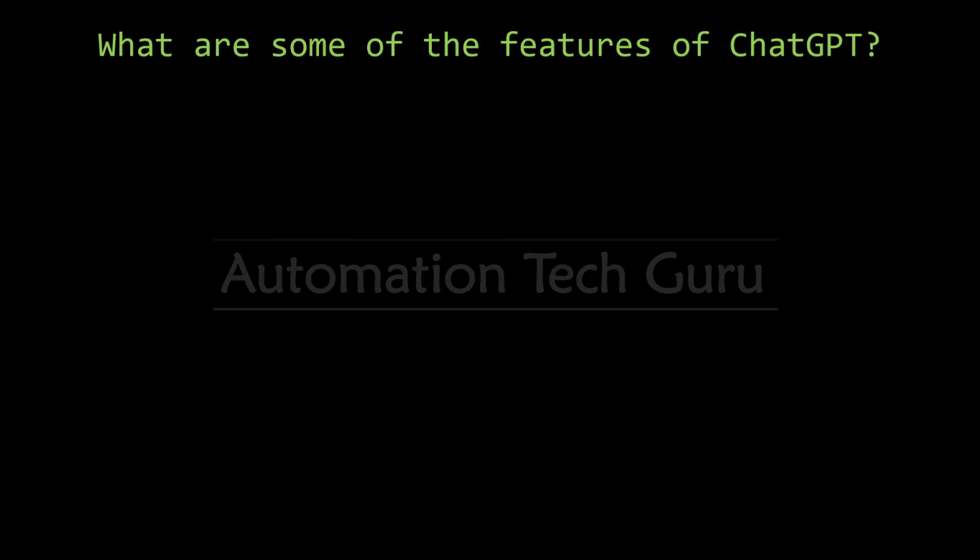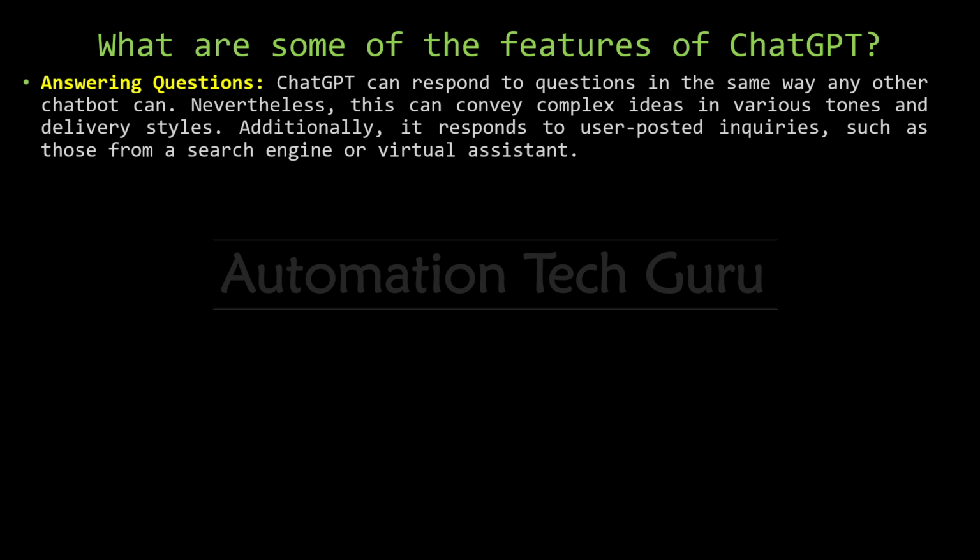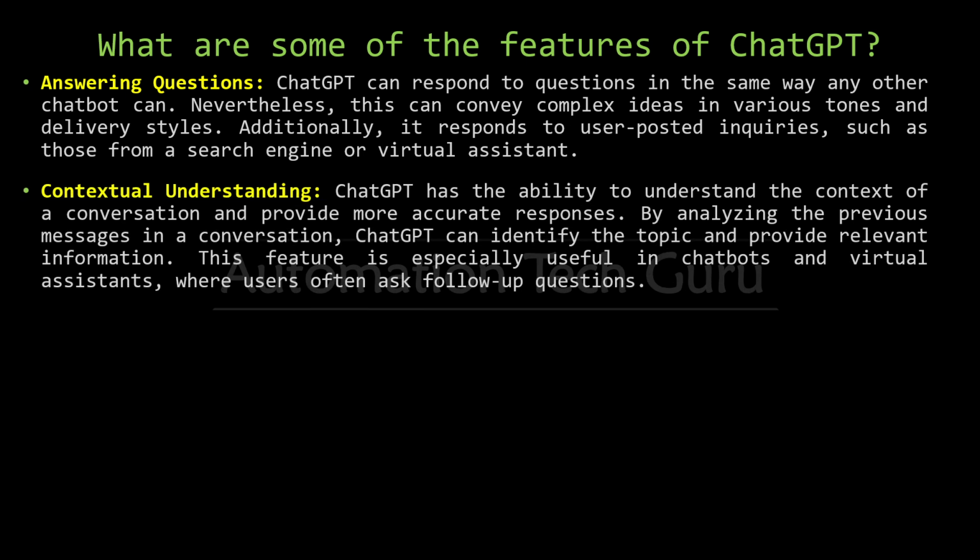What are some of the features of ChatGPT? Answering questions. ChatGPT can respond to questions in the same way any other chatbot can. Nevertheless, it can convey complex ideas in various tones and delivery styles. Additionally, it responds to user-posted inquiries such as those from a search engine or virtual assistant.